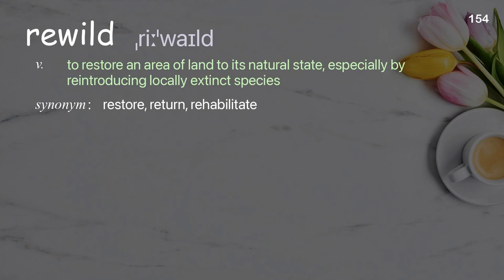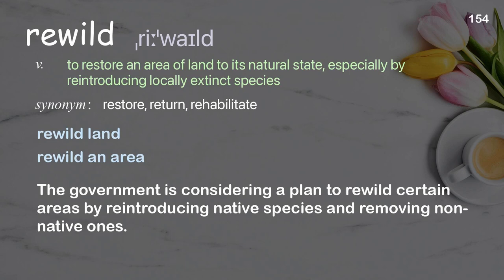Rewild. To restore an area of land to its natural state, especially by reintroducing locally extinct species. Examples. Rewild land. Rewild an area. The government is considering a plan to rewild certain areas by reintroducing native species and removing non-native ones.